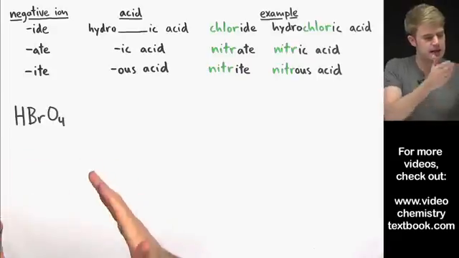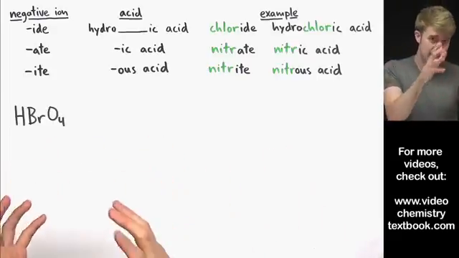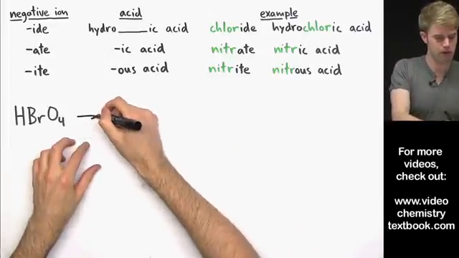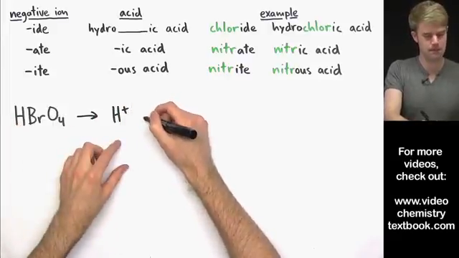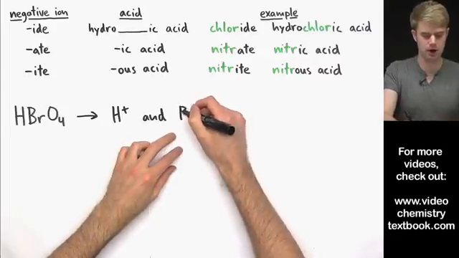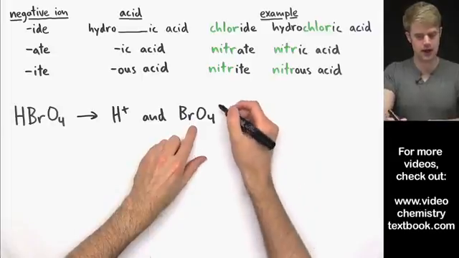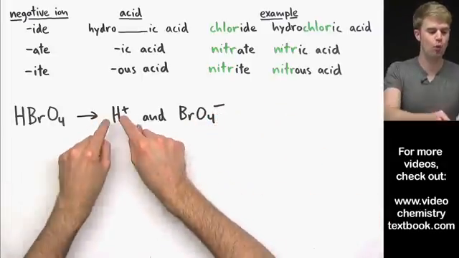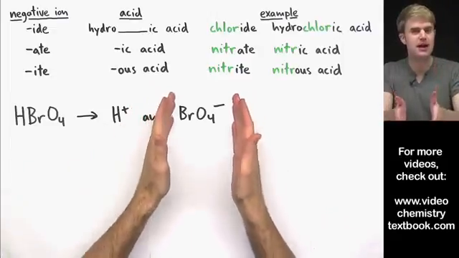HBrO4. To name this acid, the first thing I want to do is break it up into its H plus part and its negative ion part. So, I've got an H plus, that's the H there, and then the negative ion part is everything else. It's going to be BrO4, and the charge on this ion is going to be 1 minus. I need 1 minus here to balance out the 1 plus from the H plus. Okay, so this is my negative ion.